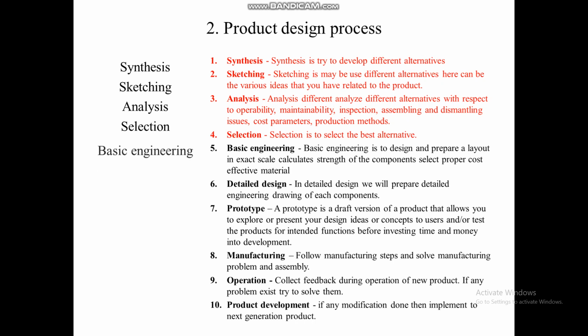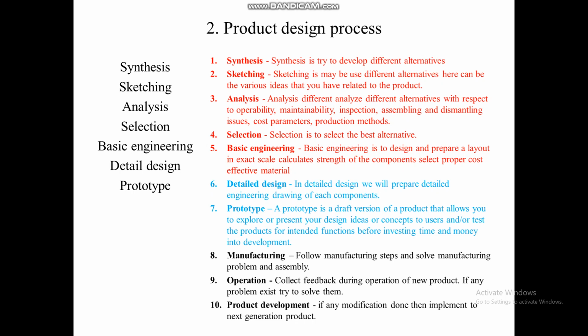Then basic engineering. Basic engineering is to prepare a design layout in exact scale, calculate the strength of components, and select the proper cost-effective material. Then detail design. In detail design, we prepare a detailed engineering drawing of each component. Then prototype. A prototype is a draft version of a product that allows you to explore or present your design idea or concept to users. Also, to test the product for its intended function before investing time and money into the development.